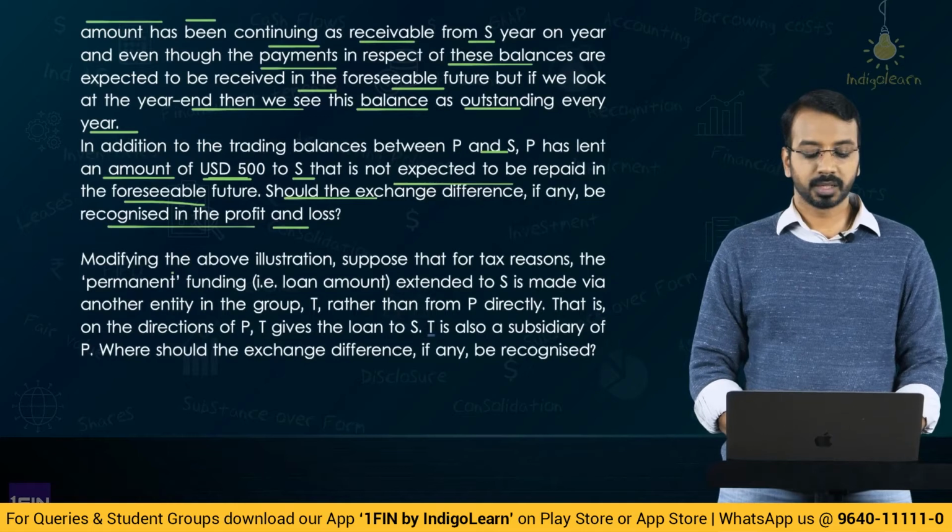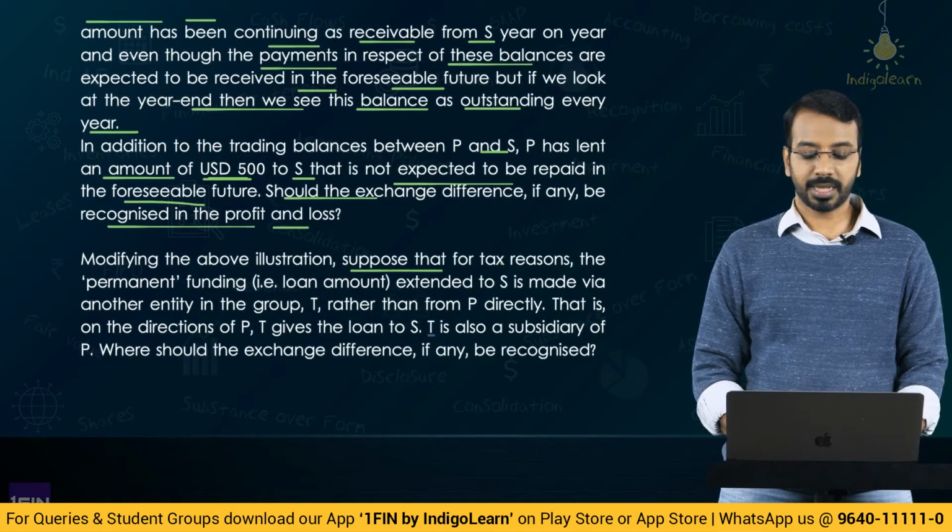Then reading further, modifying the above illustration, suppose that for tax reasons the permanent funding, that is the loan amount extended to S, is made via another entity in the group, T, rather than from P directly. That is, on the directions of P, T gives the loans to S. T is also a subsidiary of P. Where should the exchange difference, if any, be recognized?